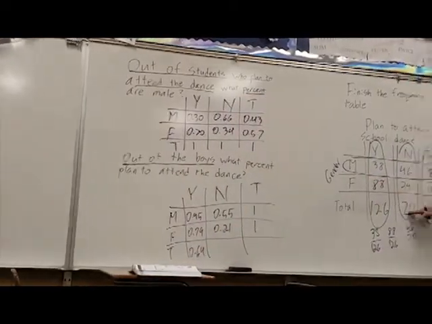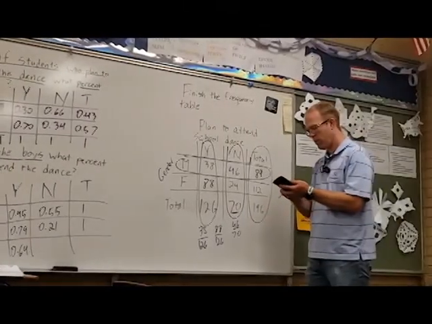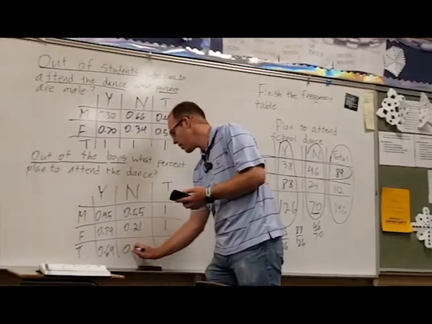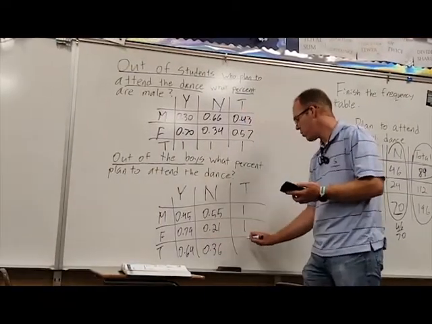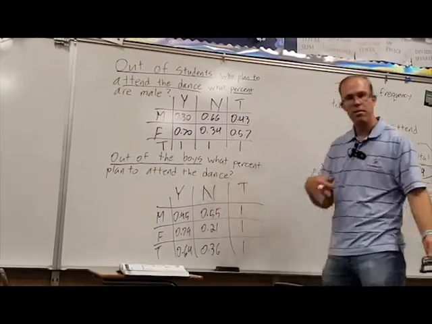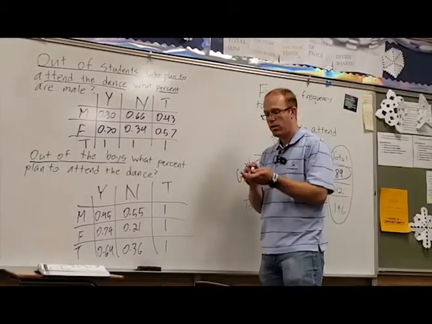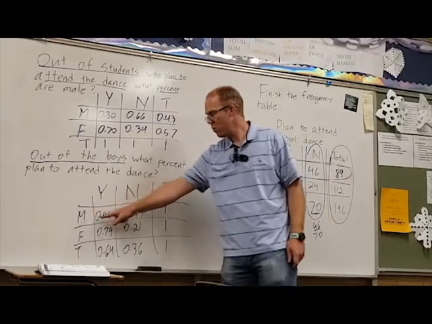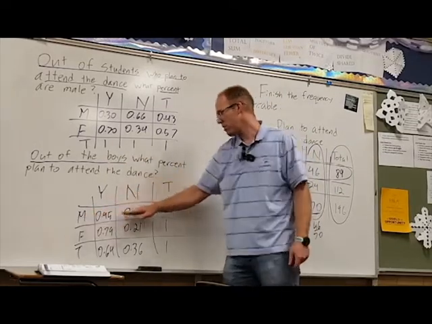And we have 70 divided by 196. 70 divided by 196 gives us 0.36. And again, those add up to 1, so our rows add up to 1. Okay, this gives us a way to look at the different questions. So you just take a look. Out of the boys, hey, that is a row because the boys are all along this row.